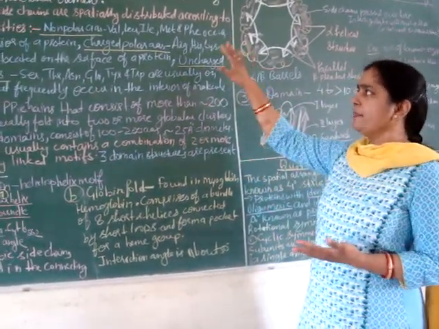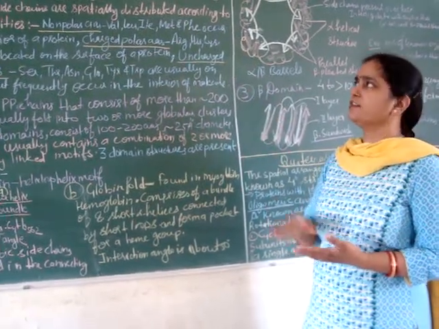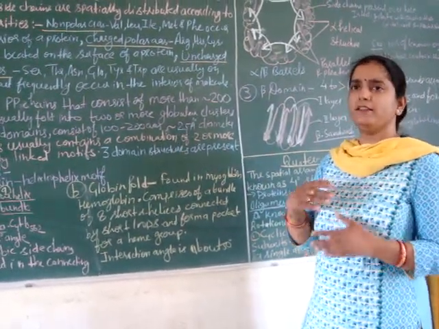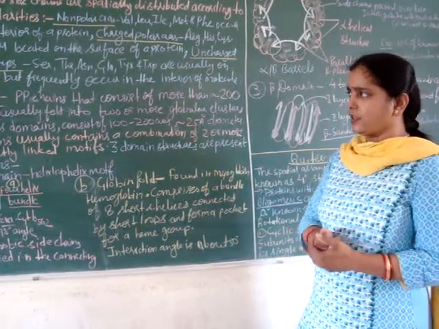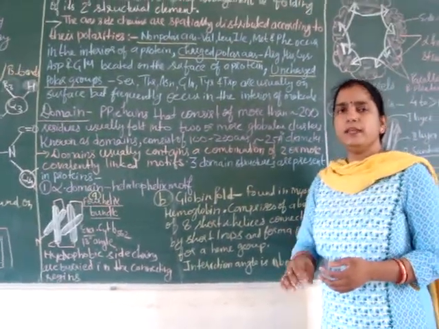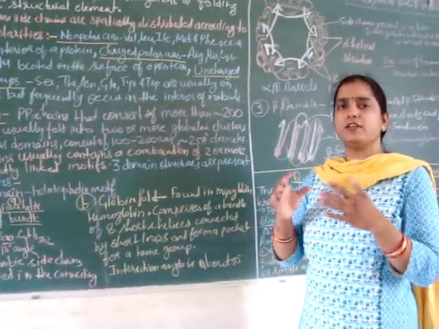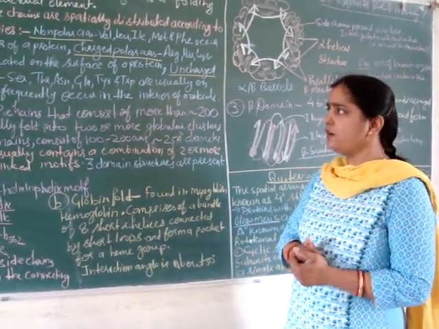So these are the arrangement of amino acid side chains in the tertiary structure of protein when they form folded structure. Now, the basic structural unit of tertiary structure of protein.